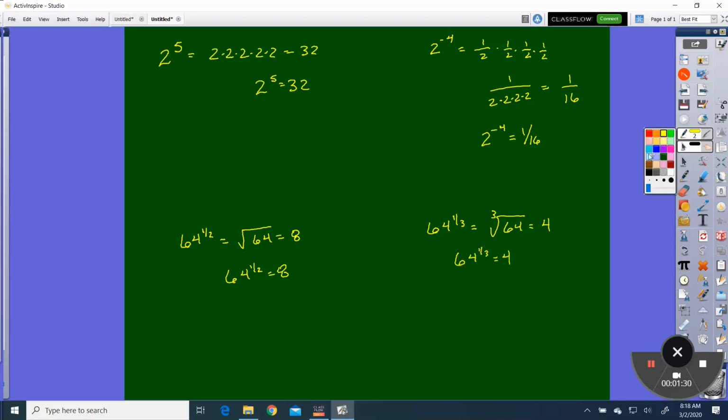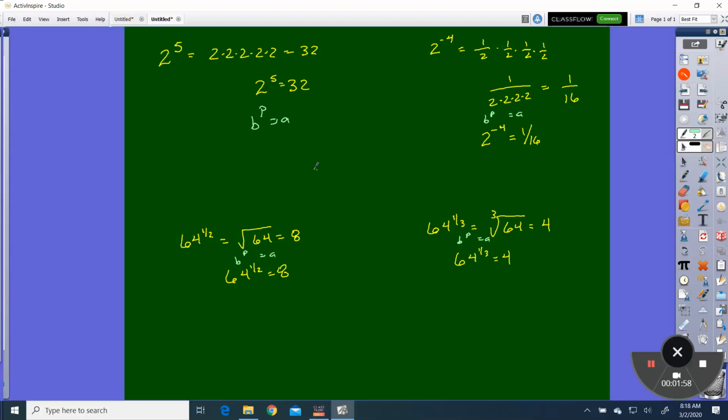Now, here's the new stuff. So this all has a base, an answer, and a power, right? All of these go base, power, answer. This is a base. This is the power. This is the answer. This is a base, a power, and answer. You're good with this? So this is exponential form.